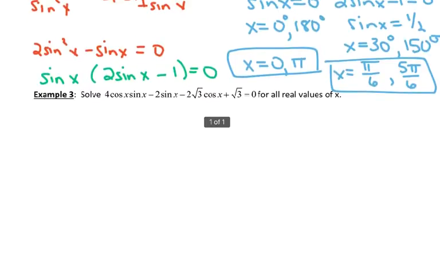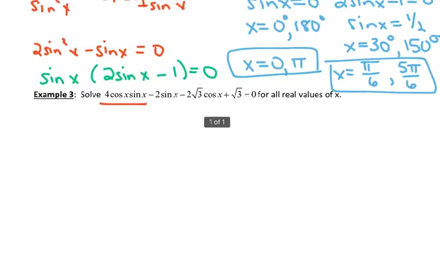All right, let's go do one more problem. Let's look at 4 cosine x sine x minus 2 sine x minus 2 radical 3 cosine x plus square root of 3 is equal to 0. You may be looking at this problem going, oh, I can't substitute anything. I've got 2 different trig functions. I've got no squares. What am I going to do?